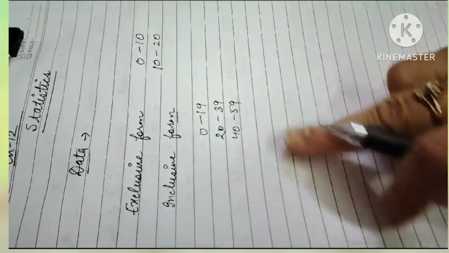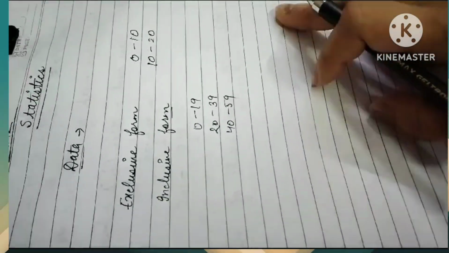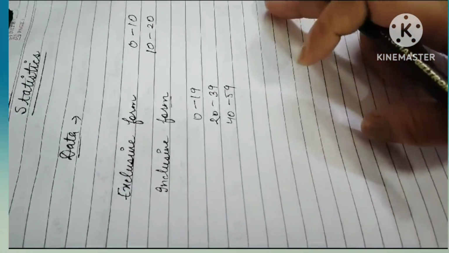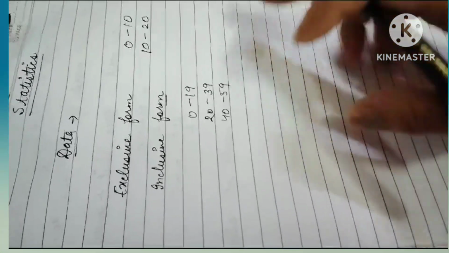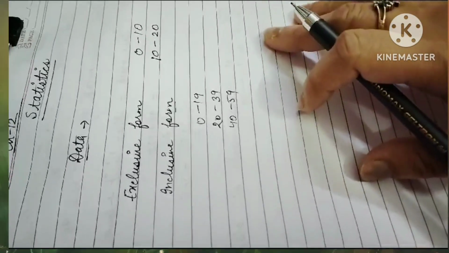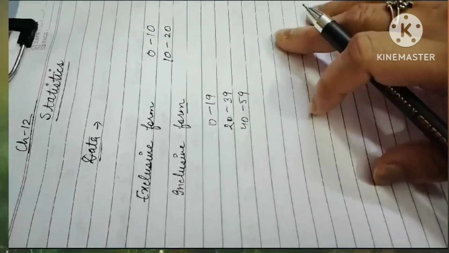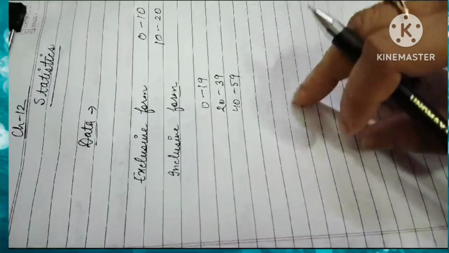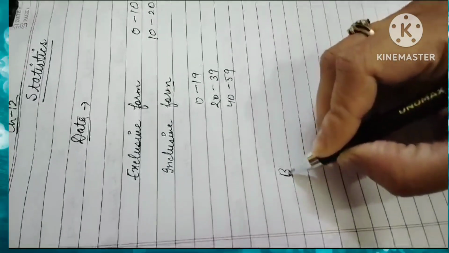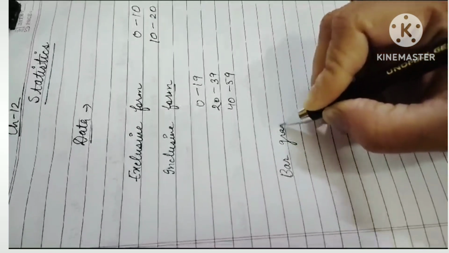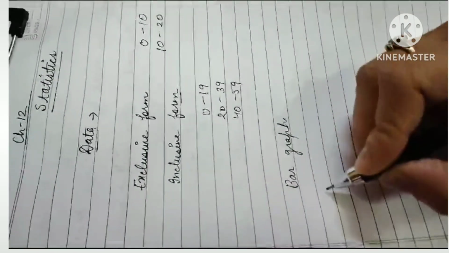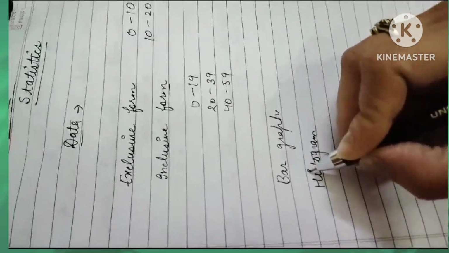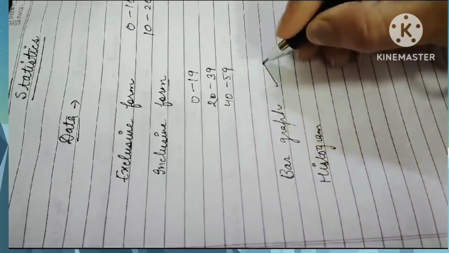Now next term is graphical representation of data. When data is represented pictorially or graphically, it becomes more easily understandable. So we shall deal with the following types of graphs. First is bar graph and second is histogram. Now what do you mean by bar graph?